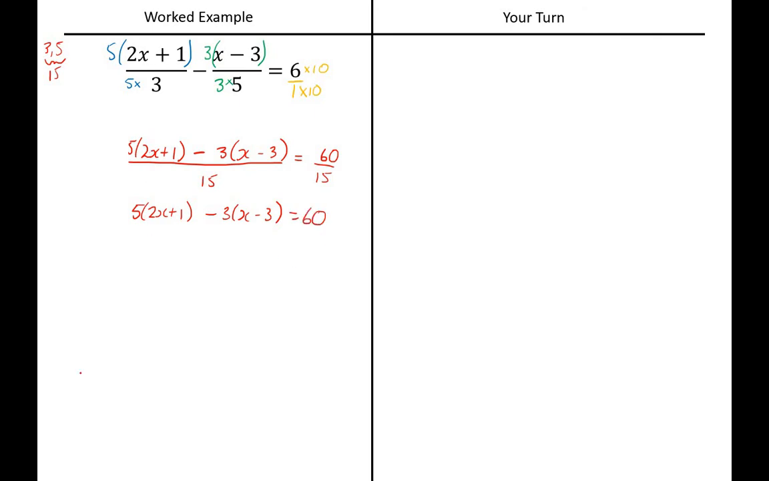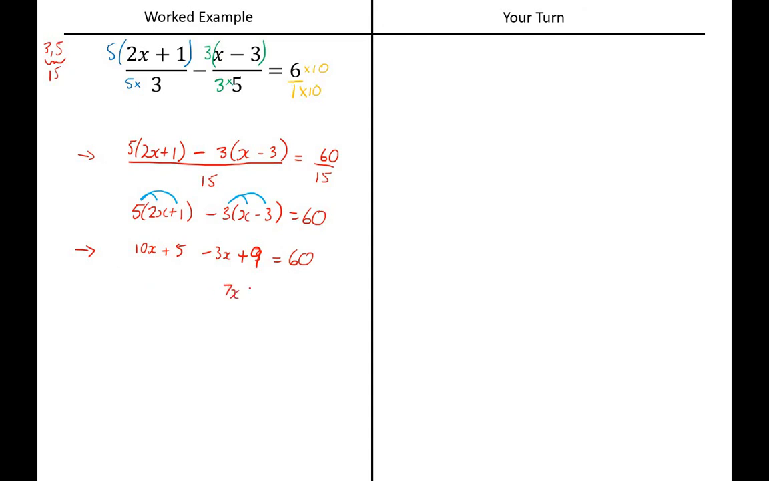Now you could jump straight to expanding those brackets out without writing out just the numerators. Okay, it's up to you. If you're confident doing that, that's absolutely fine. Okay, so you would jump to this next step. So we've got 5 times 2x, 5 times 1, negative 3 times x, and negative 3 times negative 3, which is positive 9. Okay, so you might have gone straight from this second line here to the fourth line that we've just written down. Okay, right, now tidying up a bit.